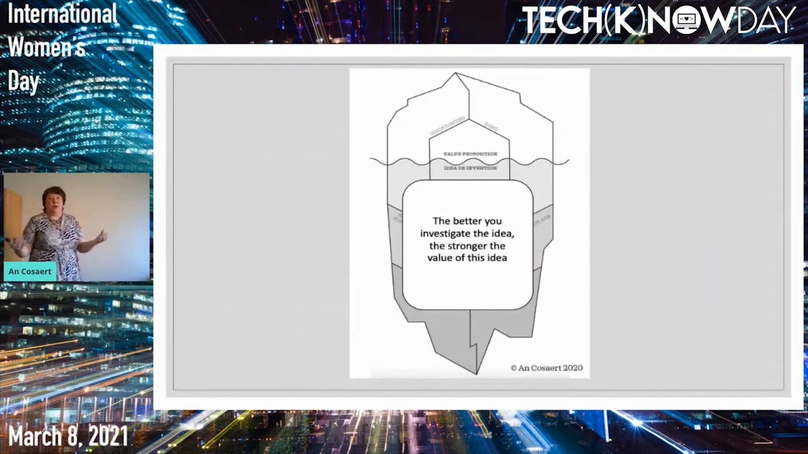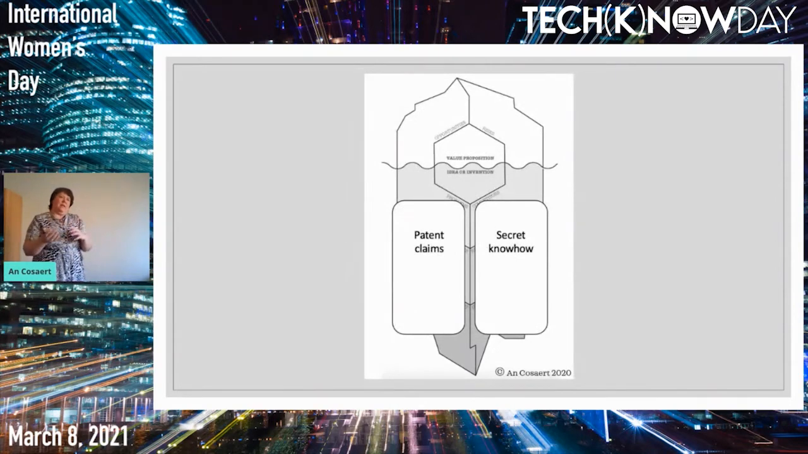Because as you know, an iceberg, only 10% of an iceberg is above the water, 90% is below. So the exercise means that we need to increase this 90% in order to shine above the water and to really build a strong value proposition towards our customer. And also the model is built in that way that on the left-hand side you will find elements that will help you to build later on your patent claims and to build your secret know-how.